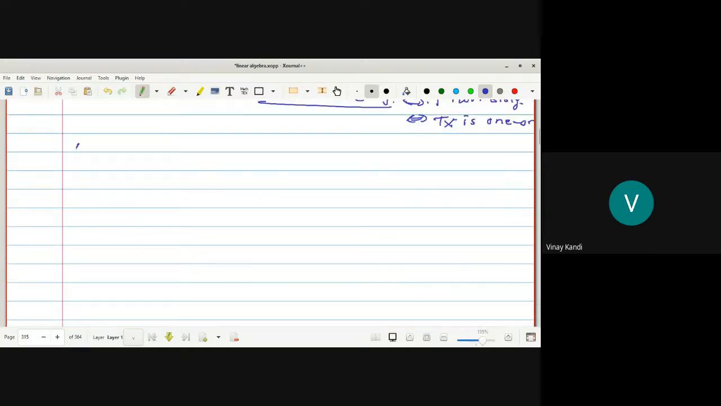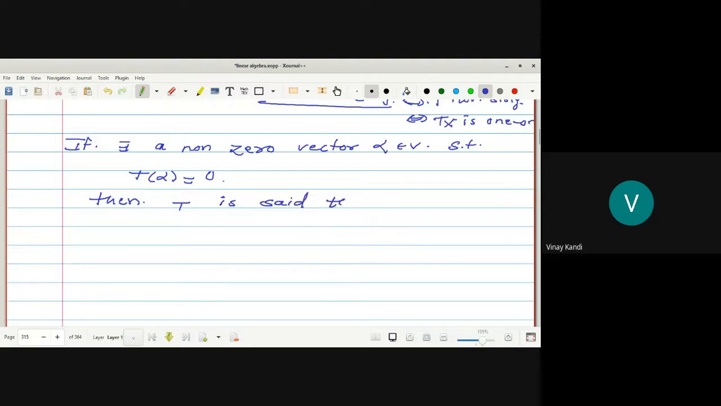If there exists a non-zero vector alpha belongs to capital V such that T of alpha is equal to 0, then T is said to be singular. Okay. Any doubt?